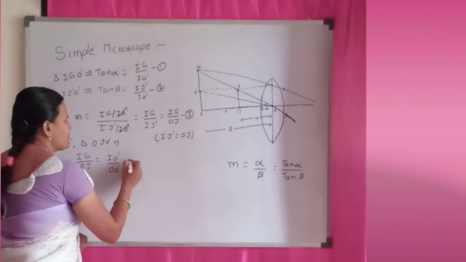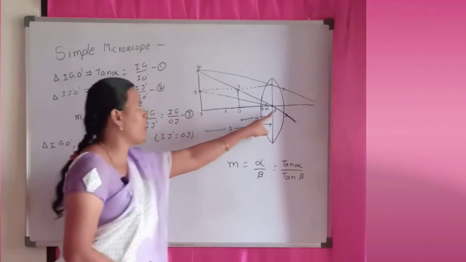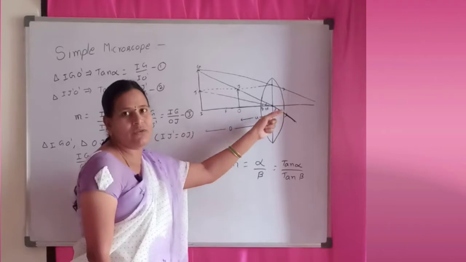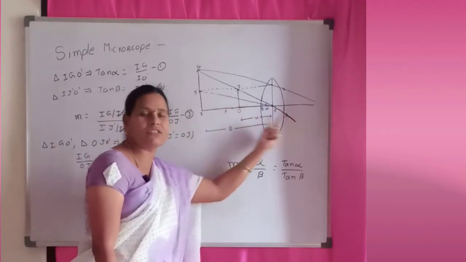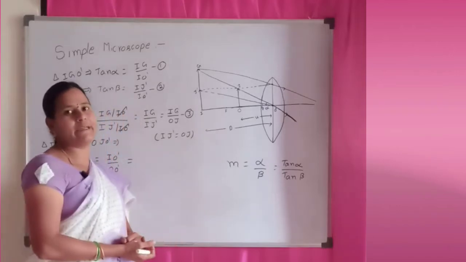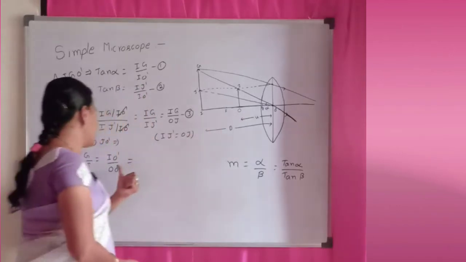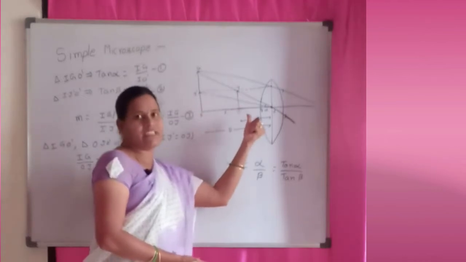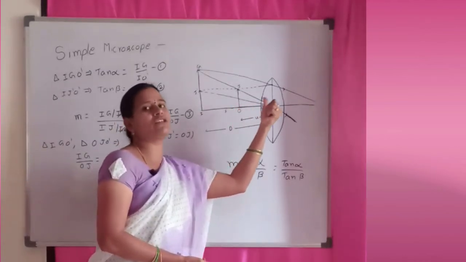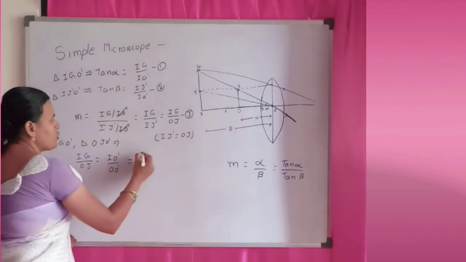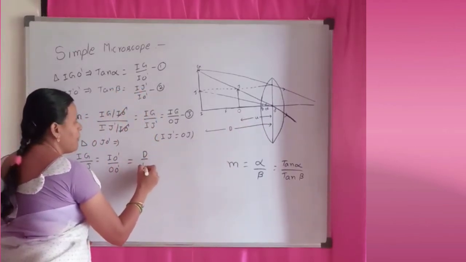Here, observe IO dash. I means the image and O means the pole, so it is the distance between the lens and the image. Here we are taking the point D. The next one is OO dash. OJ is the object, so this is the distance between the object and the pole, which means U. So these both are equal to D by U.